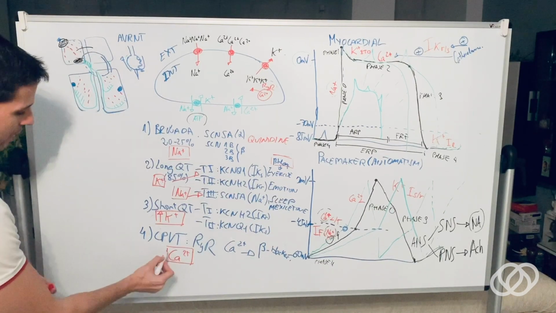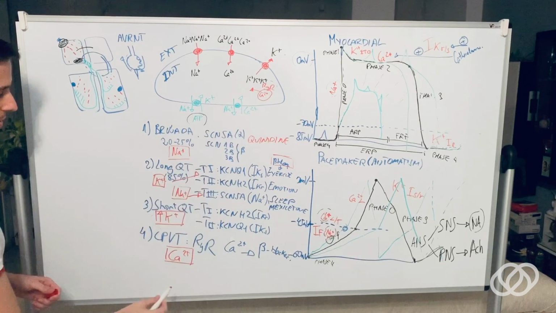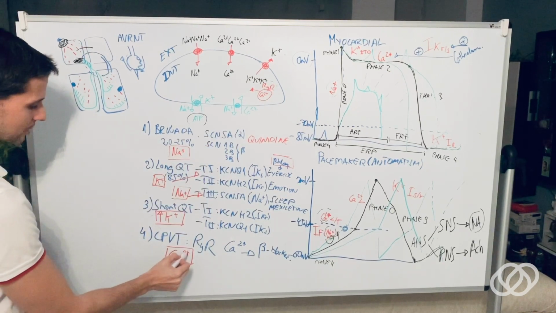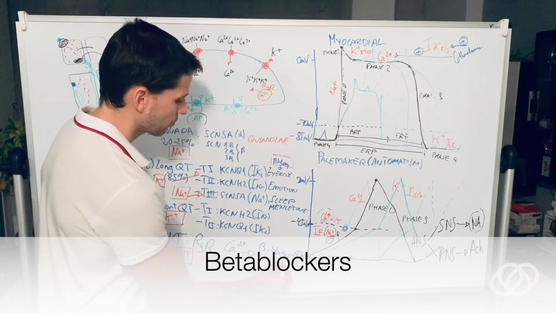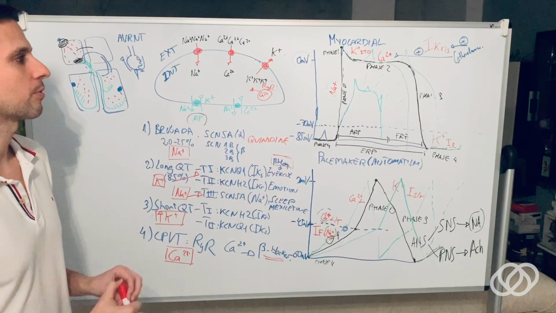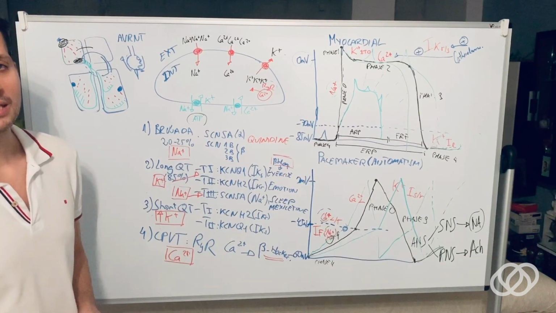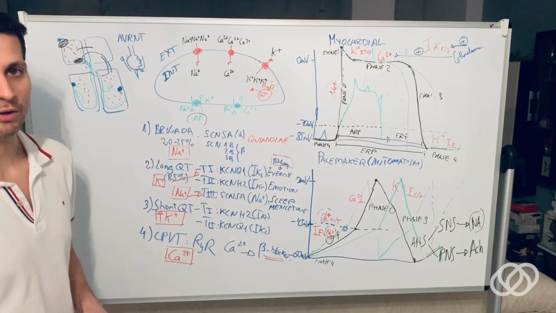And finally, we have the CPVT. The problem is here, the ryanodine receptor. The problem here is calcium. So here, beta blockers will be effective by the way that we have told before, through blocking mainly the beta 1 receptors of the catecholamines.